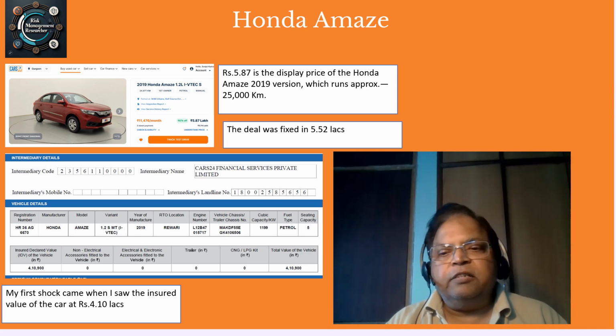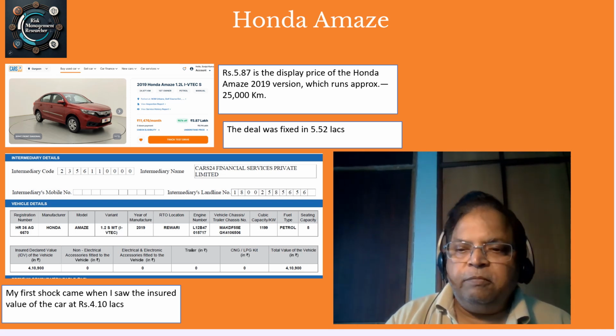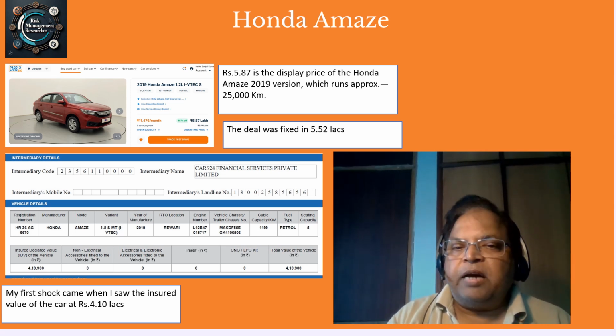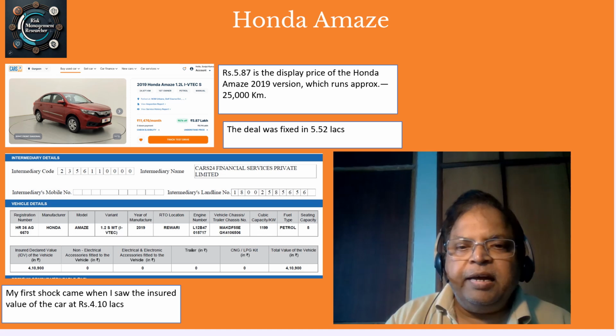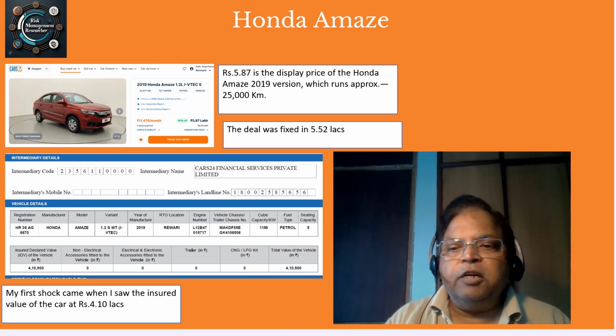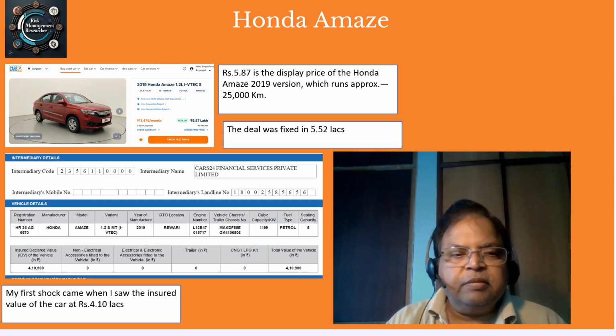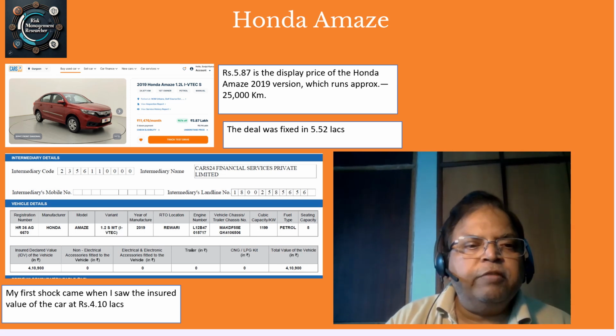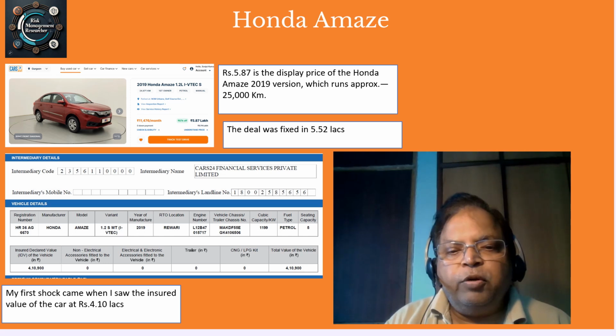What happens is that once you have set the deal, then all the paperwork happens, and in the end what you get is all the papers, including the insurance paper. My first shocker came when I saw the insurance value of this car was 4.10 lakh.